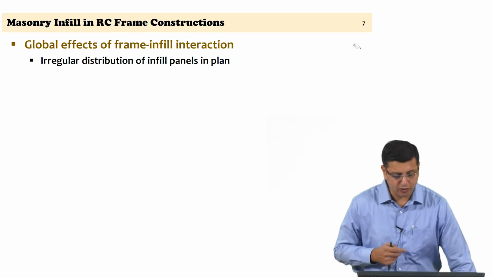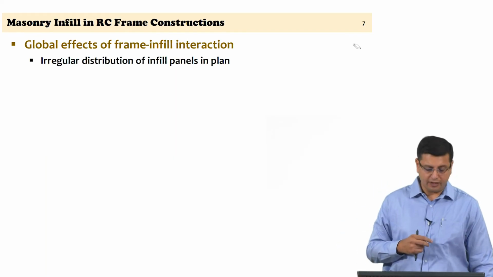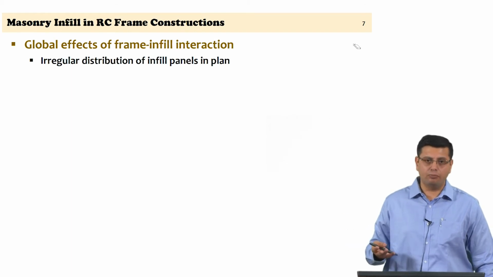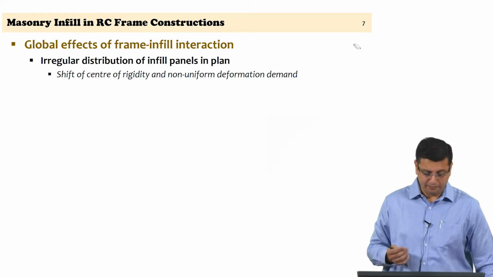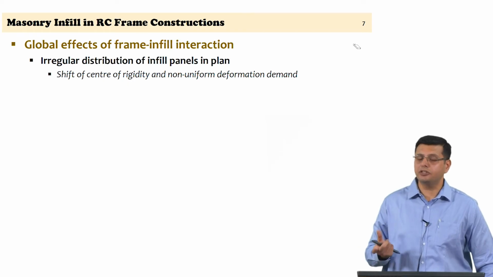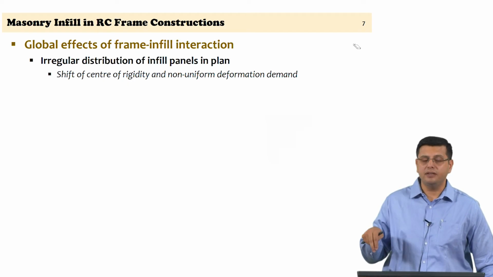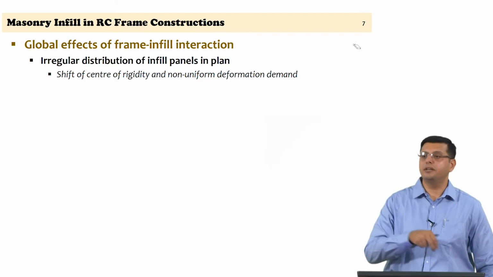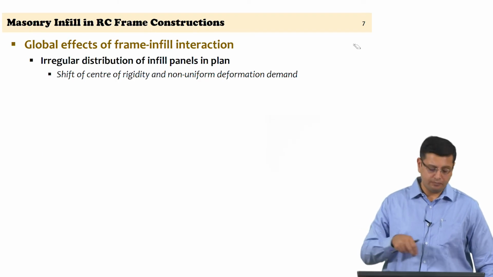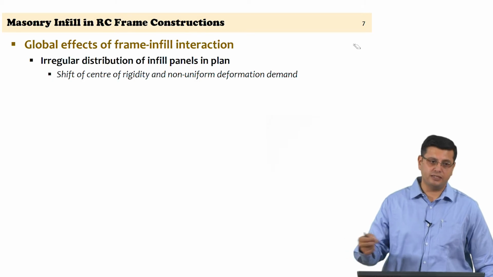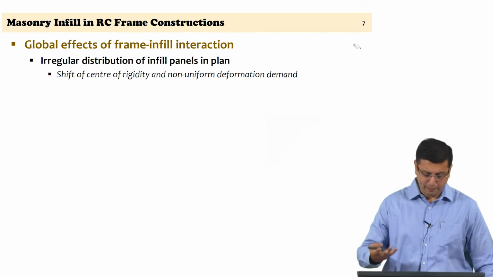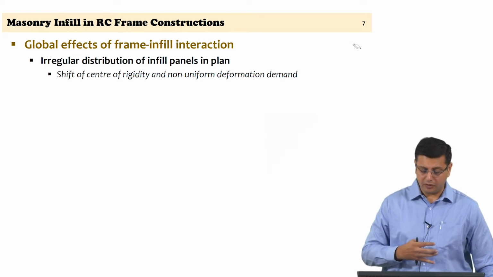Let us look at the global effects of the frame infill interaction. Because of an irregular distribution of infill panels in plan, you might have a regular distribution, that could be one case, but often you can even have an irregular distribution of infill panels in plan. So, what is really happening is you get additional torsional forces coming in, because there can be a shift in the center of rigidity or the center of stiffness that we talked about, and then the deformation demand starts becoming non-uniform, the stiffer side getting smaller deformation, the more flexible side getting larger deformations, and damage concentration happening in regions where infill panels are not adequately provided.